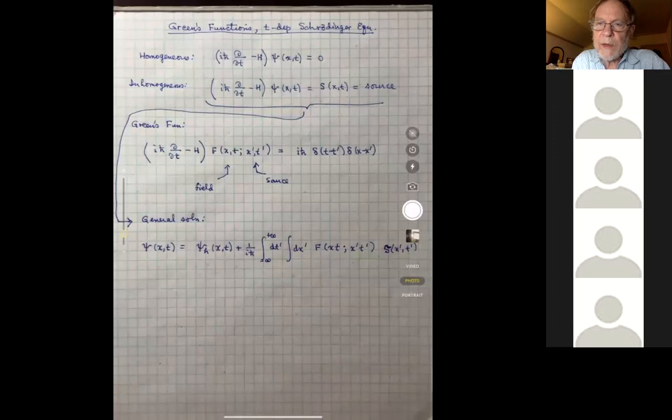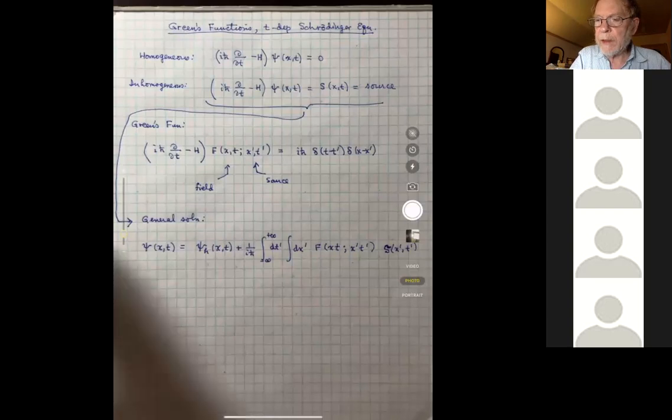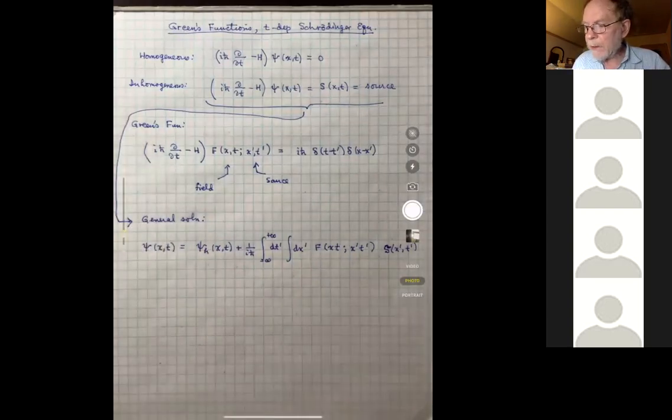But that's what we want to solve. So we need a Green's function for the energy dependent or time independent Schrodinger equation. However, it turns out that in order to get there, we have to pass through the subject of Green's functions for the time dependent Schrodinger equation. And so we started out at the end of the hour last time by talking about that. I've summarized some of that here on this piece of paper.